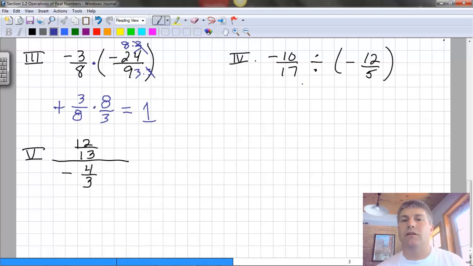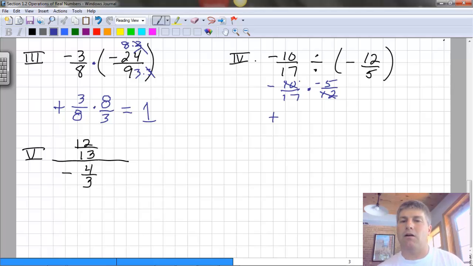Our definition of division is multiplying by the reciprocal. Looking at example number 4, we've got division. So I can change this to a multiplication problem. Negative 10/17 times negative 5/12. I'm going to do some cross canceling here. I've got a negative times a negative, so my answer is going to be positive.